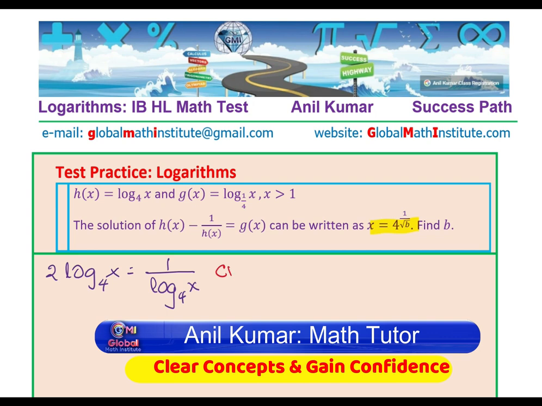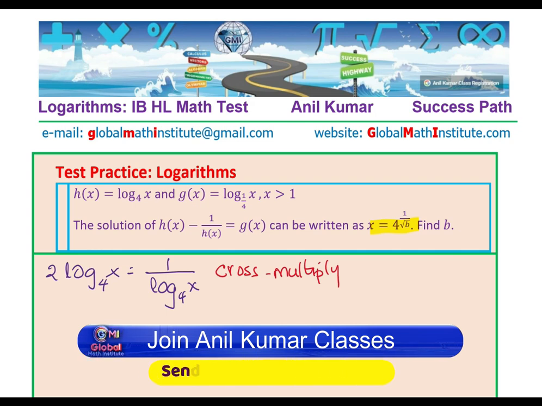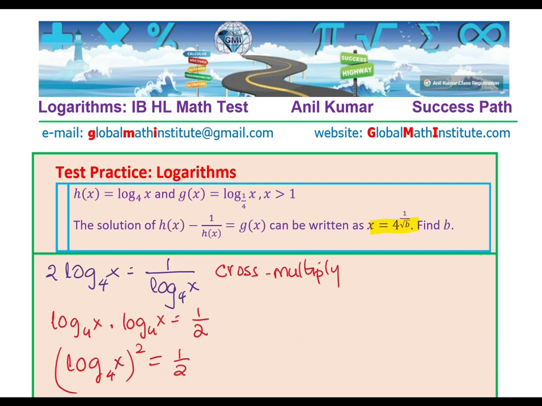So I'll cross multiply. Now this is a very strategic step. So I'll do log to the base 4 of x times log to the base 4 of x equals 1 over 2, right? Which basically is log to the base 4 of x whole squared is equal to 1 over 2. Makes sense? This is a very critical step because of which the question is slightly difficult. Now it is simpler. We'll take the square root, and as soon as you do, you get log to the base 4 of x equals 1 over square root 2.